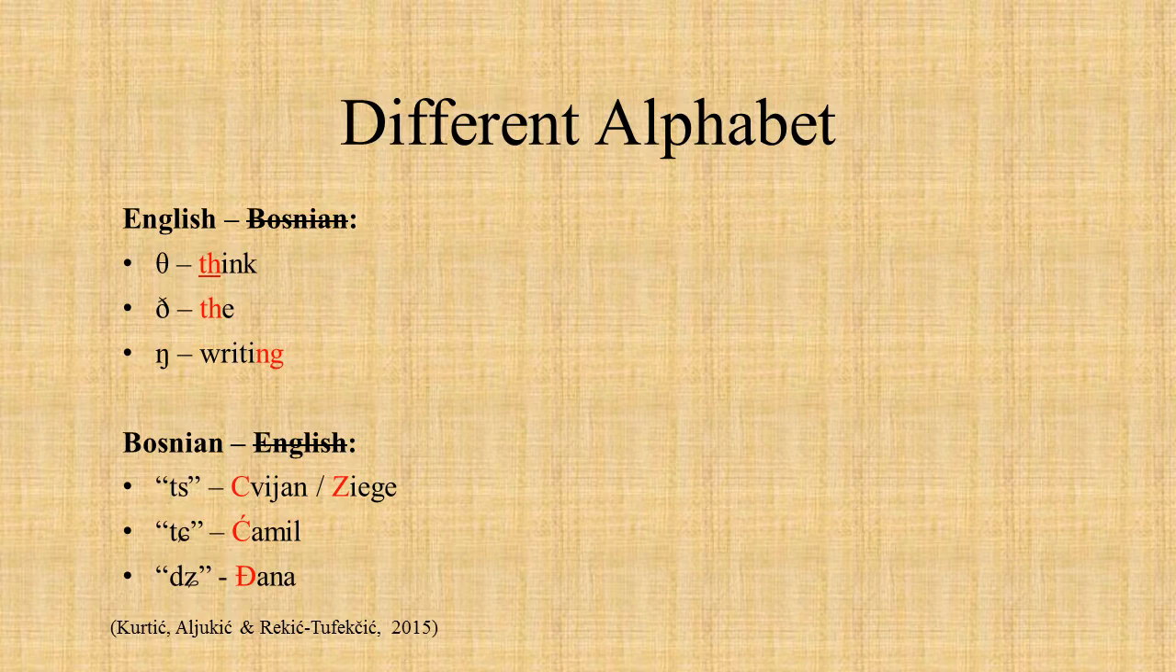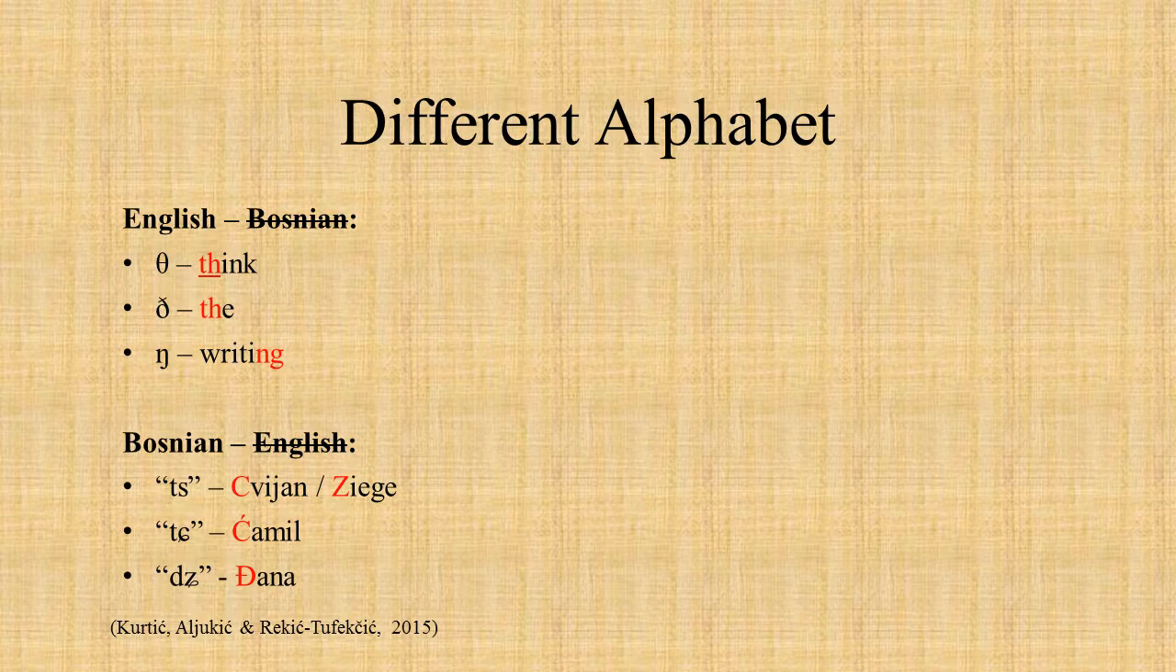On the other side, there are consonants that occur in Bosnian but not in English. Those consonants are the following ones. The consonant ts, as in the name Zwian, or also the German word for goat Ziege, the ch, as in the name Chamil, and j, as in Jana, are consonants that are not present in English. So we have seen that there are even differences in the alphabetic system between those two languages.